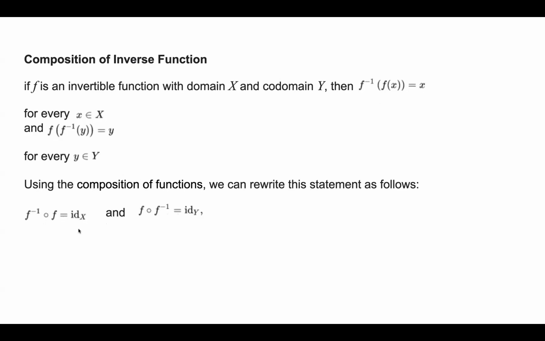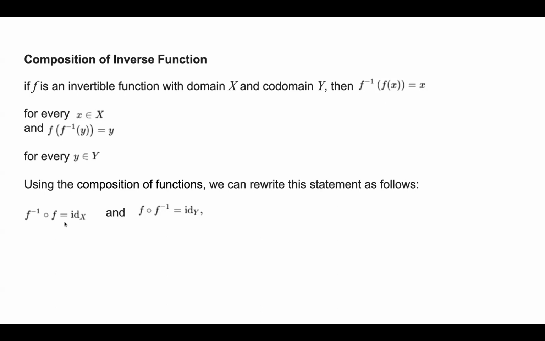Whatever the x will be there, that value will be given here. f inverse composite f, that is f inverse of f of x, is equal to x, and f composite f inverse of y is equal to idy here. f composite f inverse here, f of f inverse of y is equal to y. Whatever the value of y will be there, that will be put here.